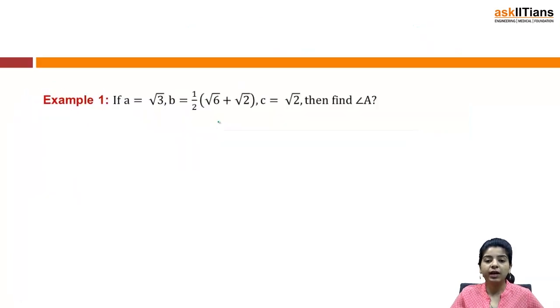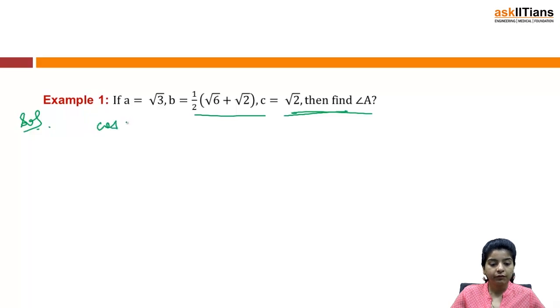Now let us discuss examples based on this rule. If a is root 3, b is half of root 6 plus root 2, c is root 2, then find angle A. Okay, so we are required to find out the value of angle A when we are given all the three sides of the triangle.